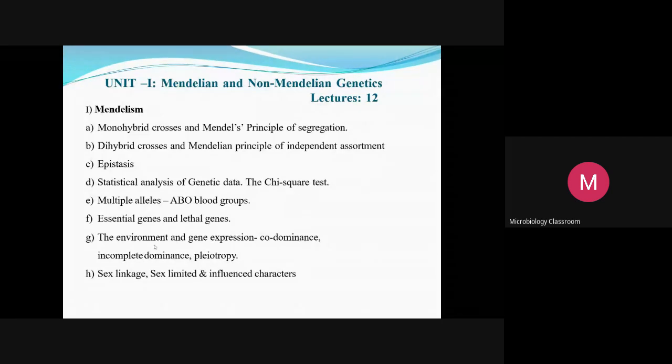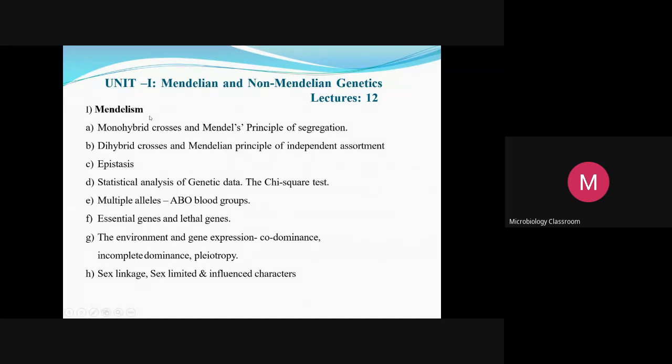Then about sex linkage, sex limited, and sex influenced characters. So there is a slight difference between these three, and it can be explained with the help of examples. So this is about unit 1, the first part of unit 1, that is Mendelism.